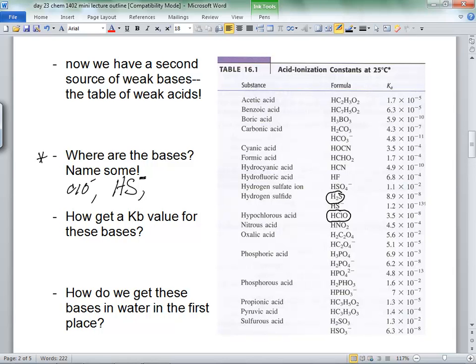All right. How about this thing? Ramiro, what conjugate base would be there?